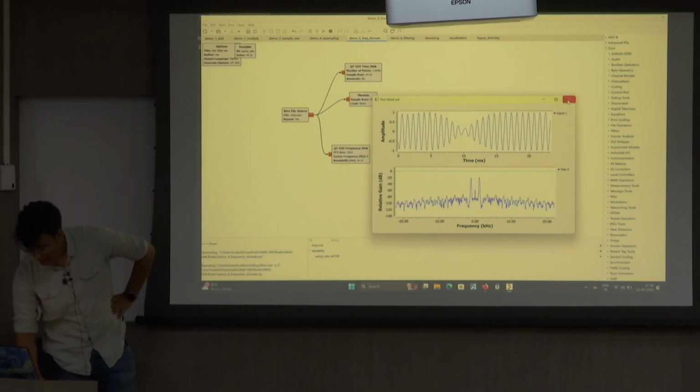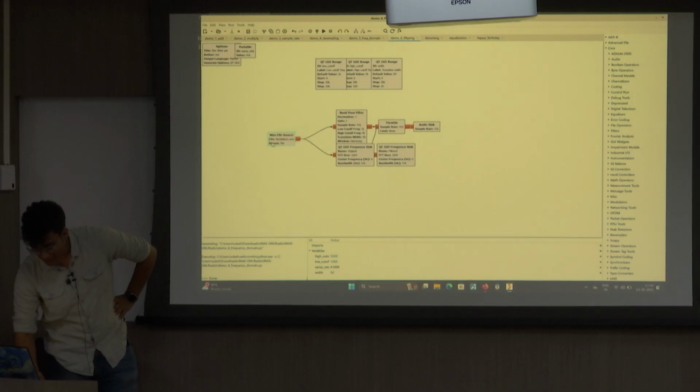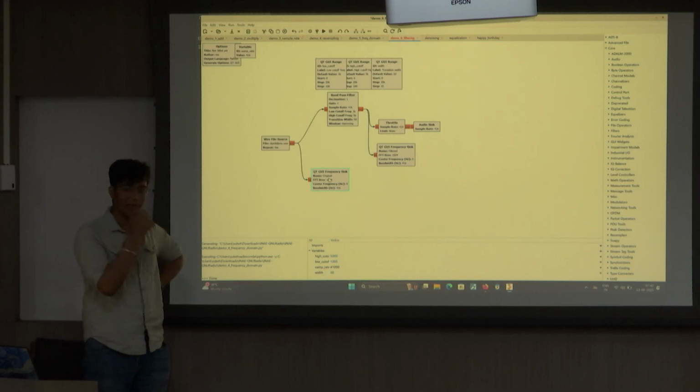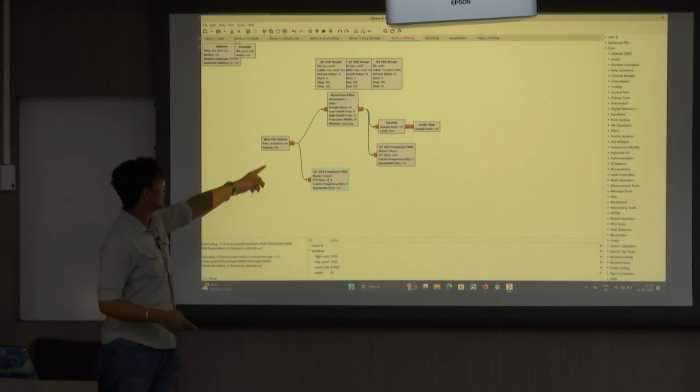Next, I have a filtering example where we are using a band pass filter. I have used a song which was popular back in 2 years. I don't know how many of you are aware of this.